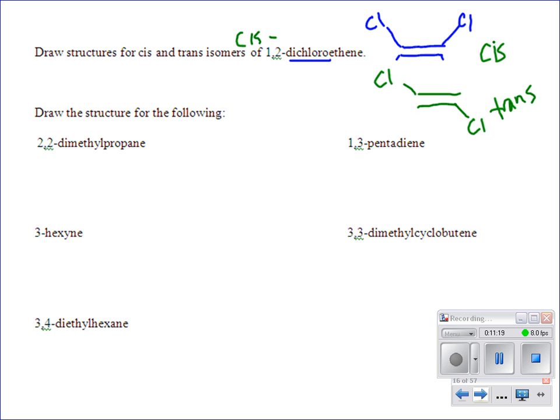When you get to organic, we're going to learn a different system, the EZ system, Entgegen and Zusammen. It's German. We have a lot of fun with that one. Now we're just practicing everything we learned yesterday and today by drawing. We're going the other direction. Draw the structure for the following: 2,2-dimethylpropane. I always start drawing my base. There's propane, right? What does 2,2-dimethyl look like?